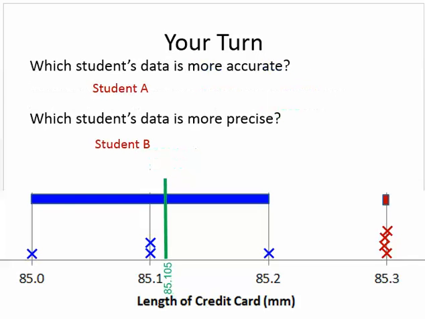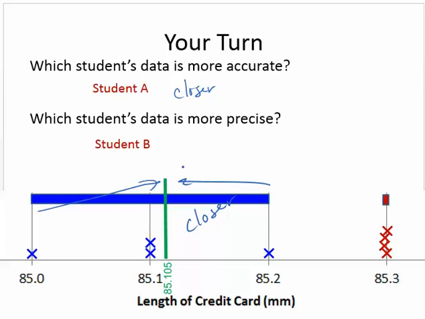Well, who is more accurate? Student A. Student A is a whole lot more close. These values here are a whole lot closer. Even this one is closer than 85.3. So these right here, A is closer.